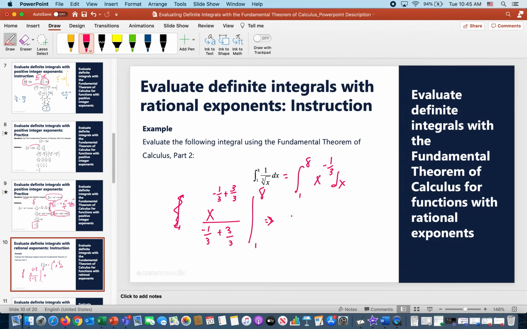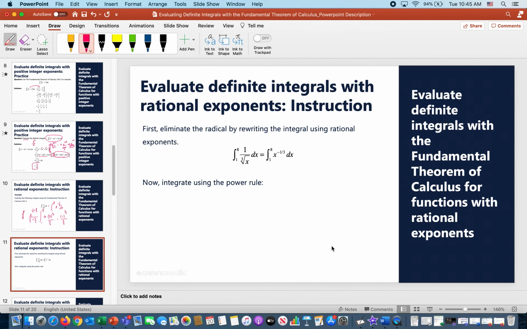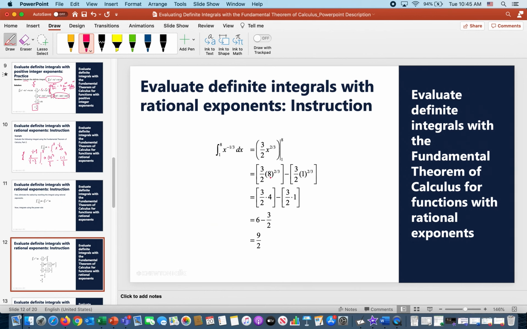Here's what that would look like. 8 to the 2/3 over 2/3 minus 1 to the 2/3 over 2/3. See how that plays out here. So I have 3/2. All right, so the 3/2 comes from this. When we do 8 to the 2/3 over 2/3, right? Remember that when I'm dividing by a fraction, I'm going to multiply by the reciprocal. So that's where that 3/2 comes from. Same thing with this 3/2 over here.